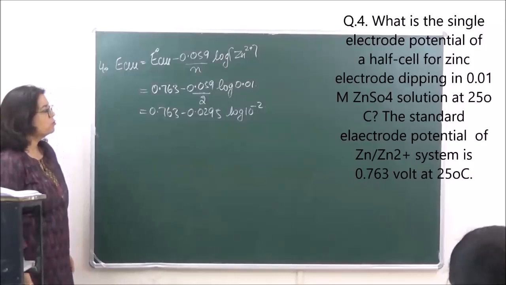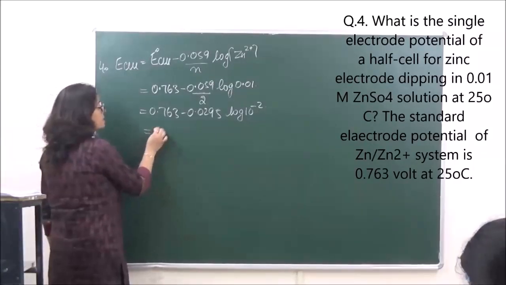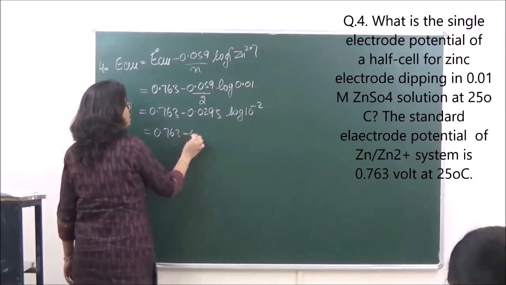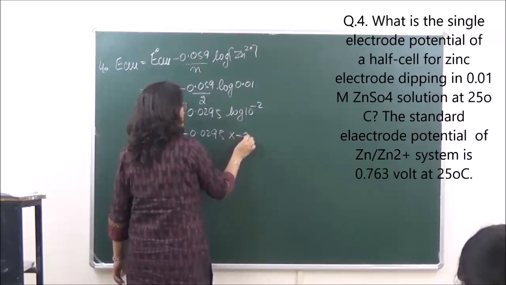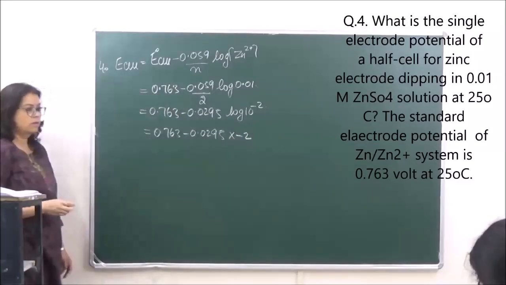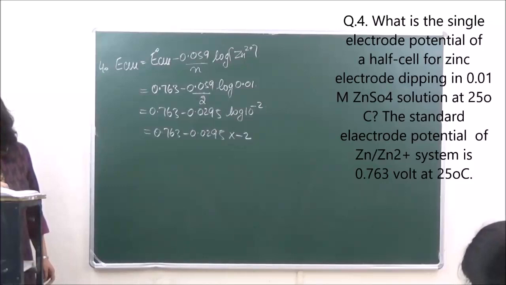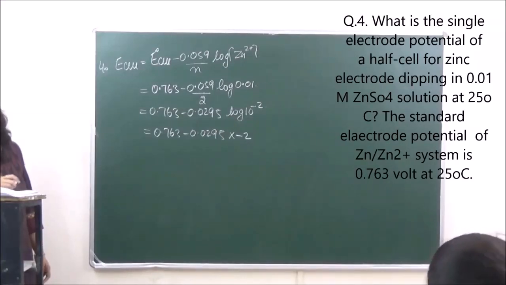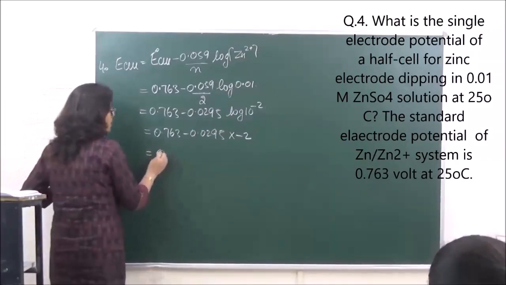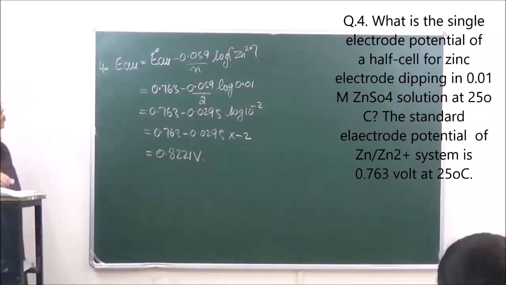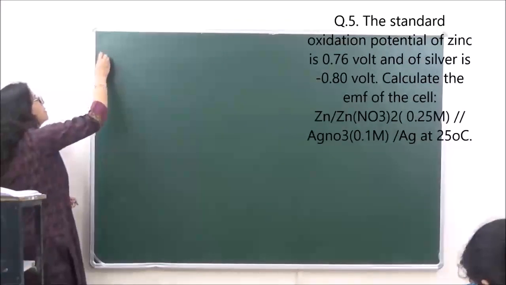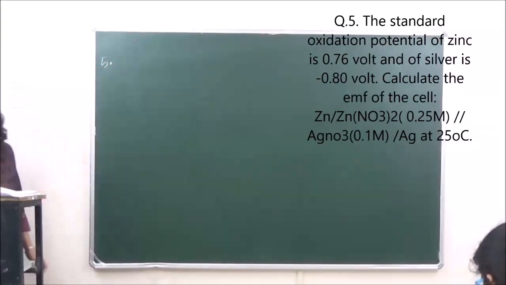Okay? This is how we do the logs. So we have 0.763 minus 0.0295 times log of 10 to the power minus 2, which will be equal to minus 2. Right? So the answer to this question comes to 0.8221 volt. This is question number 4. Then let's go to question number 5. What is question number 5?